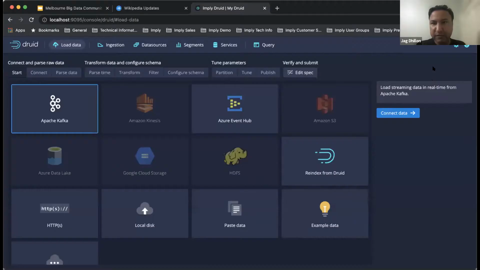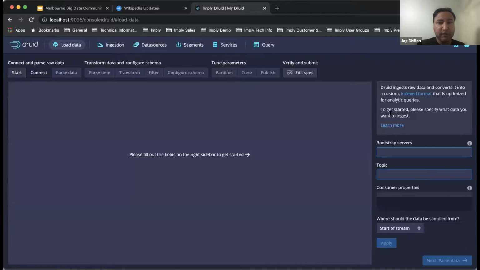Yep. I wasn't planning to do a demo, but I'll share a quick demo of Druid on my screen. If you can see my screen right now, this is a Druid console, and it's running on my local machine. These are the connectors that you can connect to out of the box. I'm going to connect to a Kafka topic, so I'll select Kafka and enter the name of the bootstrap server. I'm running Kafka here on my local machine.